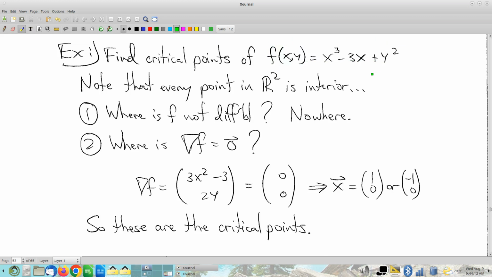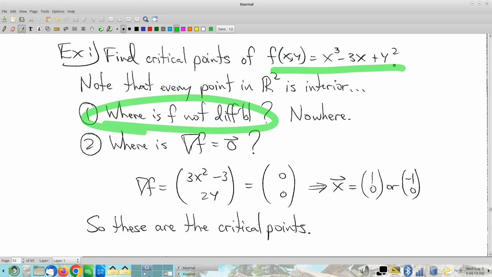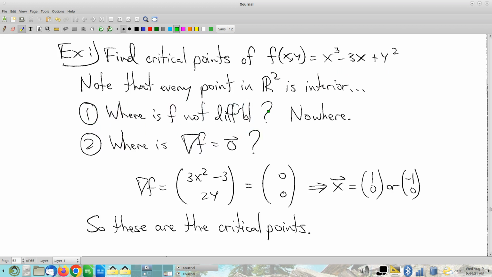Now again, we have to check two things. We have to check first, where does the function fail to be differentiable? This function right here, it's a polynomial. Polynomials are differentiable everywhere. Old fact from earlier in this chapter, but quite a while ago in this term. Okay, so there are no critical points from the differentiability condition.